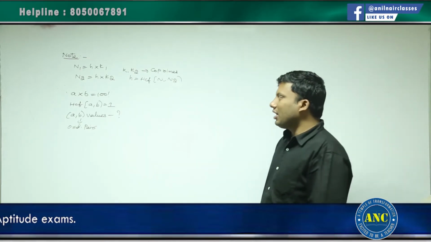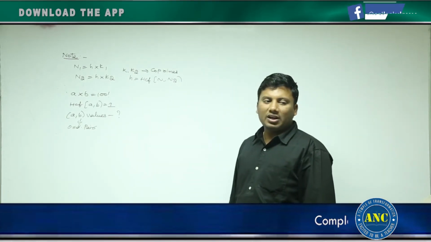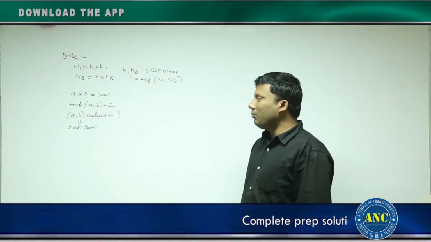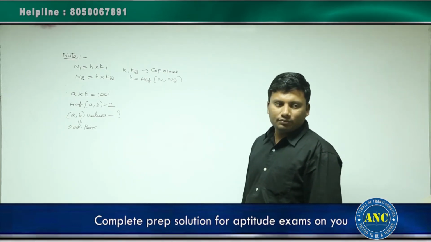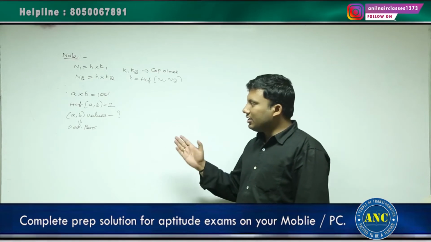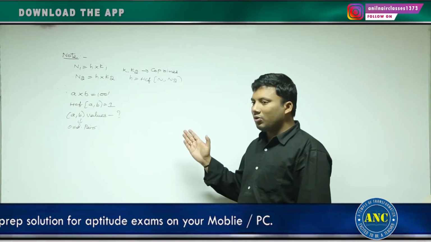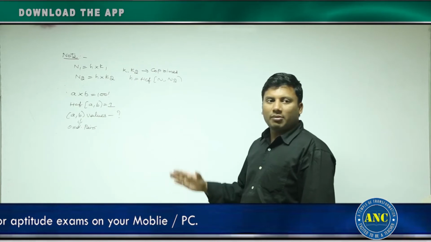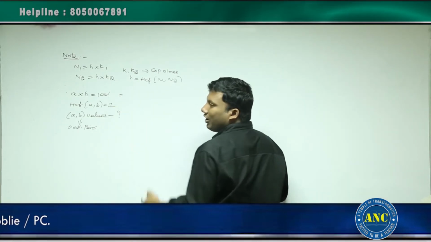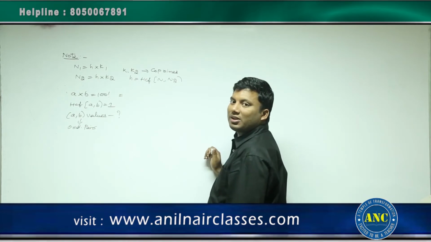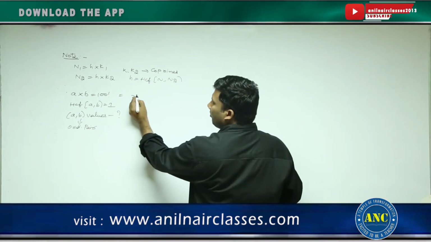A into B is 100 factorial. HCF of A comma B equivalent to 1. How many values A comma B takes in ordered pair? When I say HCF of A comma B equivalent to 1, that means we are writing the number as a product of coprimes. 100 factorial. From 1 to 100, how many prime numbers will be there? 25 prime numbers will be there.